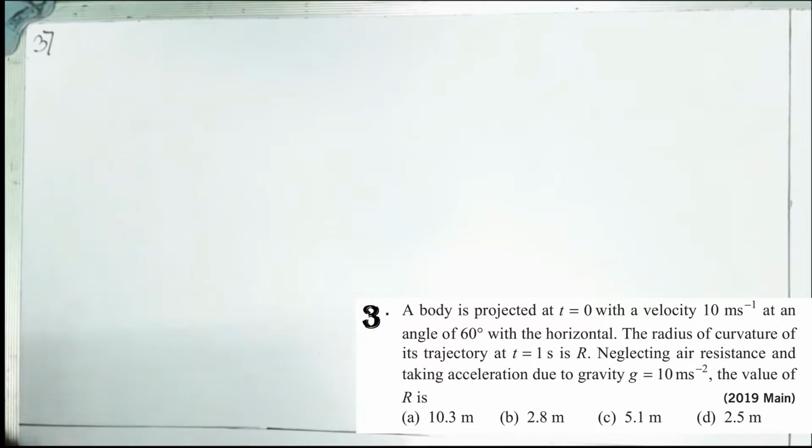Problem number 3. A body is projected at t equal to 0 with a velocity 10 meter per second at an angle of 60 degree with the horizontal. The radius of curvature of its trajectory at t equal to 1 second is capital R. Neglecting air resistance and taking acceleration due to gravity g equal to 10 meter per second square, the value of R.